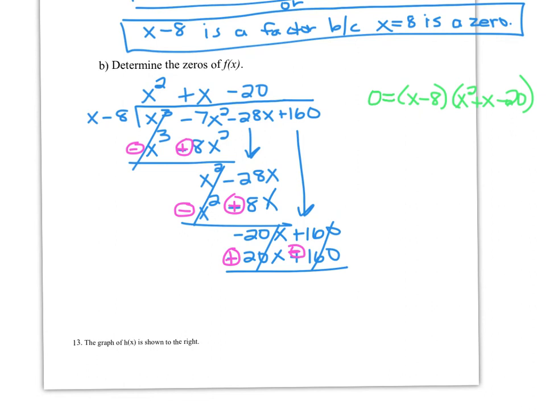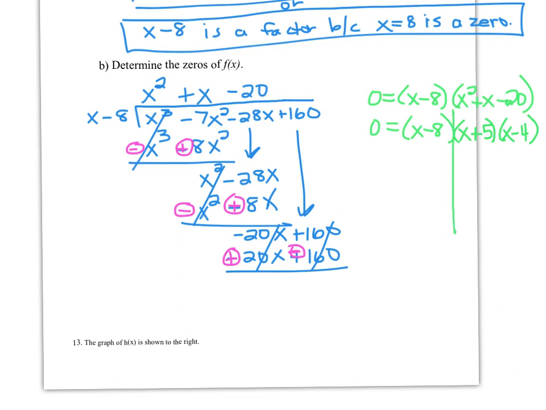All right, so now I have 0 equals x minus 8, and I'm just going to factor this further. So I want to come up with two numbers that multiply to negative 20 and add to positive 1. So positive 5 and negative 4. So x plus 5 and then x minus 4.